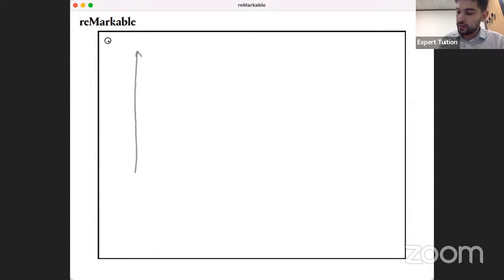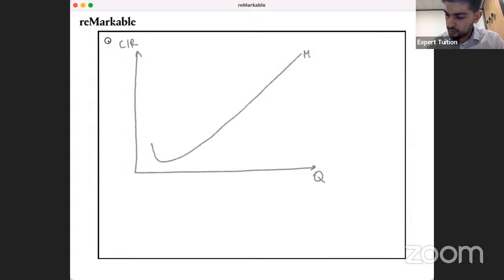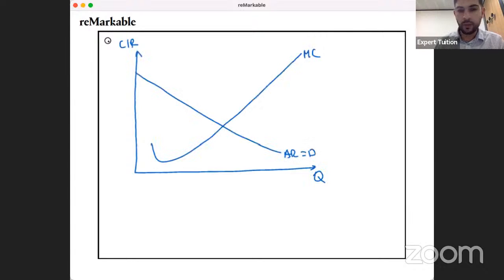Let's go through it. So we have this cost and revenue diagram, and we're going to do this MC, right, because I'm about to shift demand. You notice that I did not put the AR curve too high up on the y-axis. I started a little bit lower to give myself a bit of breathing space. So here we are. So we have this, yeah?